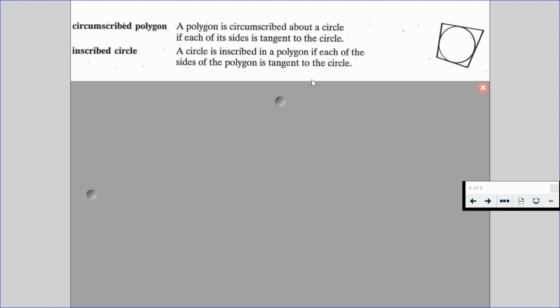And lastly, we have the opposite of what we learned about last video. We have what's called a circumscribed polygon and an inscribed circle. A polygon is circumscribed about a circle if each of its sides is tangent to the circle. Likewise, a circle is inscribed in a polygon when each of the sides of the polygon is tangent to the circle. This time we have a polygon on the outside of our circle and the circle is inside of that polygon. All the sides of our polygon are tangent to the circle, so we have 4 points of tangency about that circle.